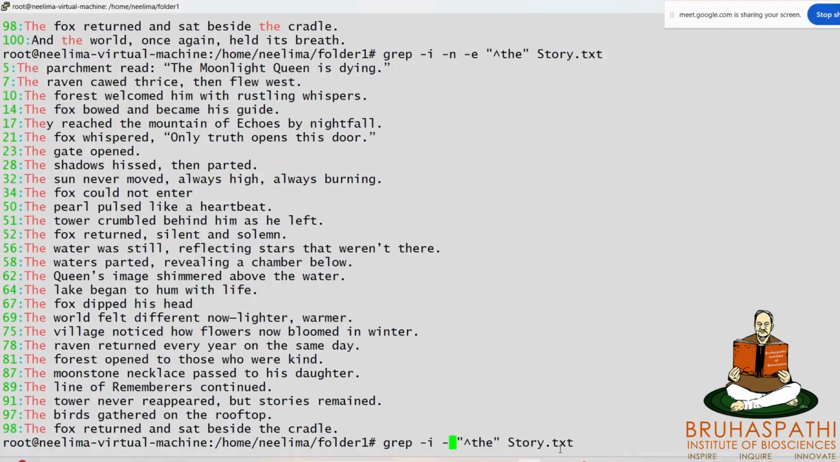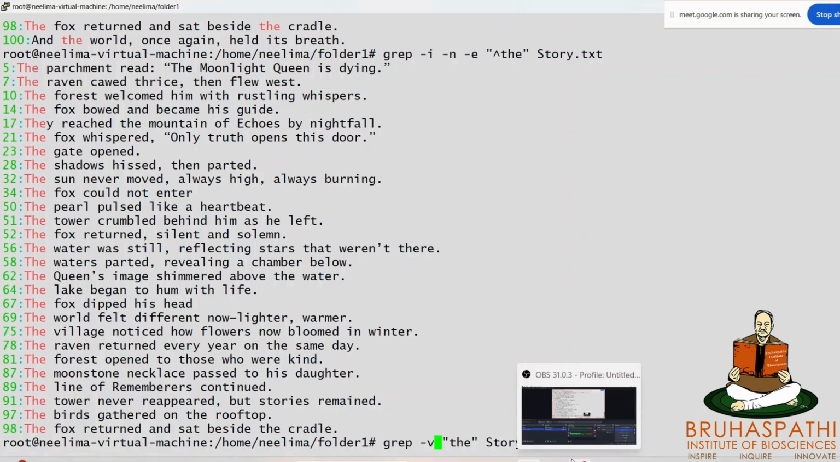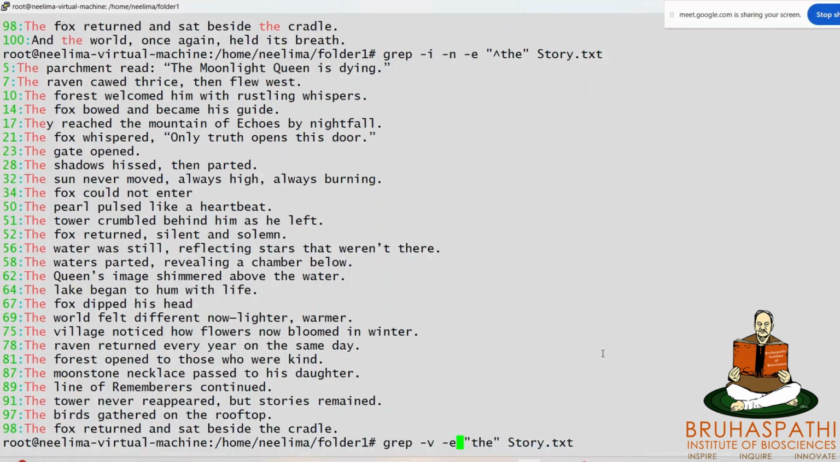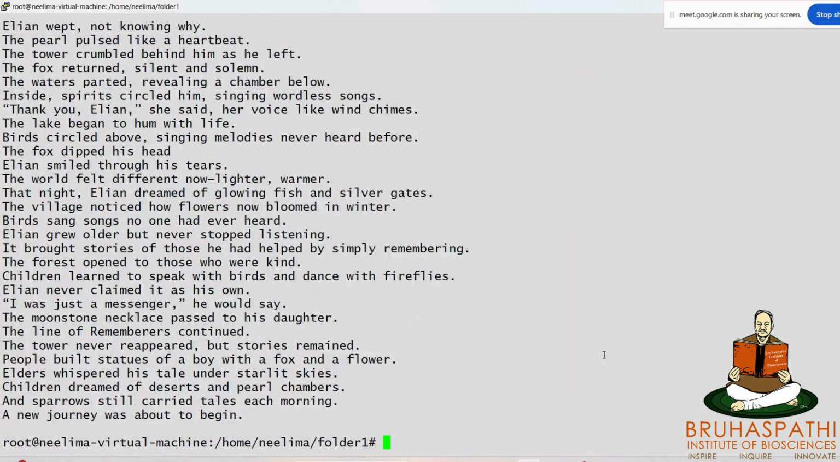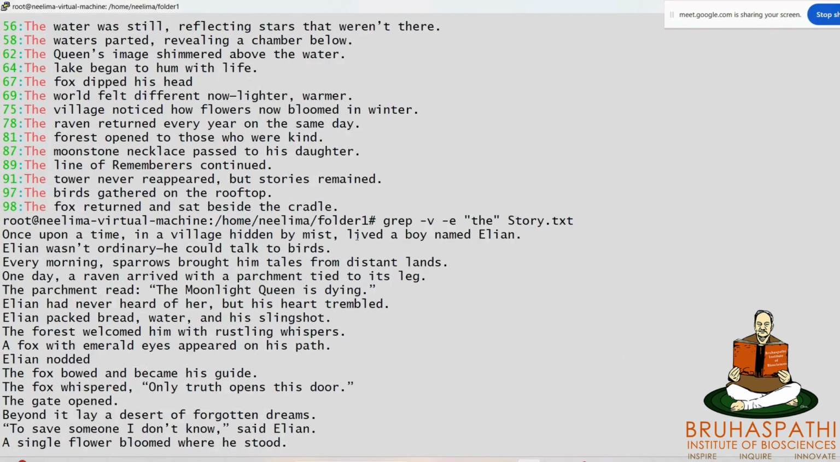We are interested in the lines which don't have the in it. That's called reverse. -v is reverse the search. So it prints the lines wherever the is not present.